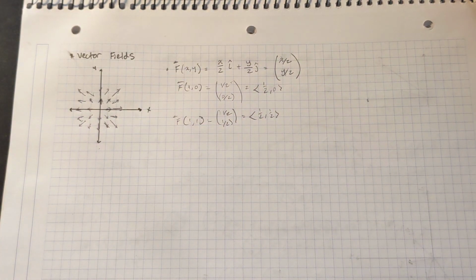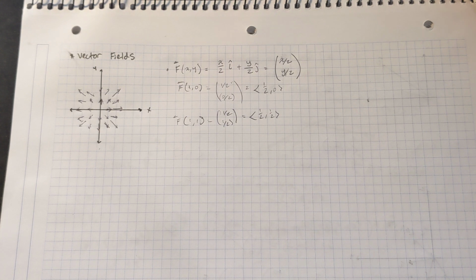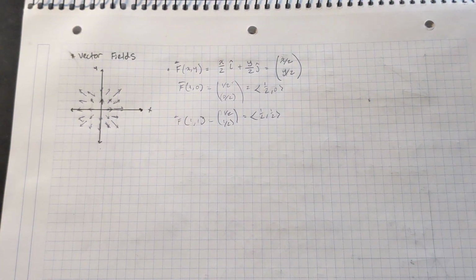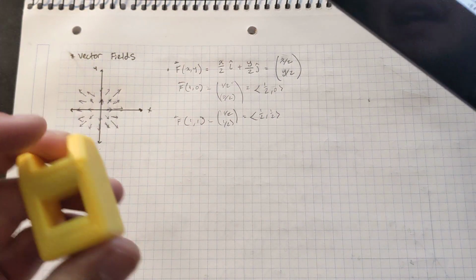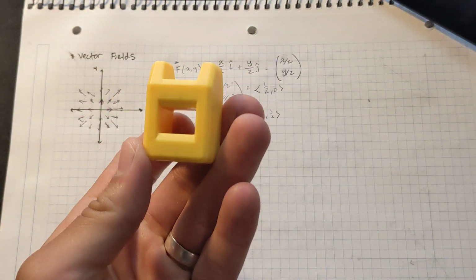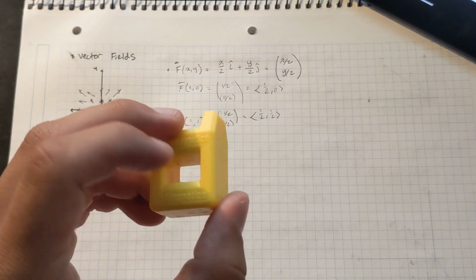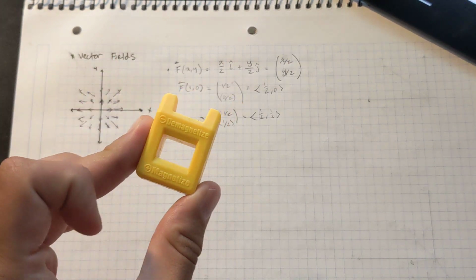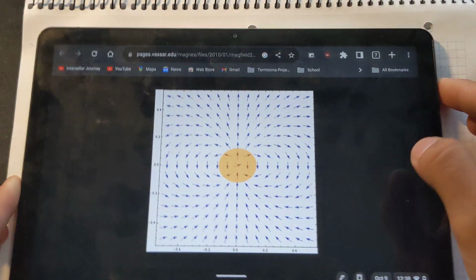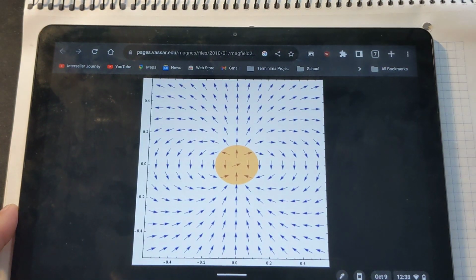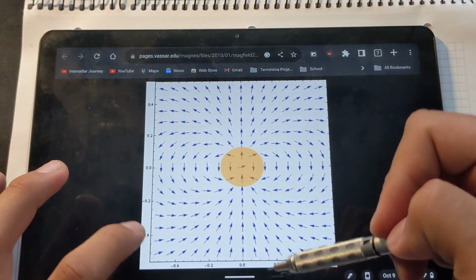I do want to give you a couple real-life examples of what a real vector field looks like. And so I want to show you two vector fields here. One is the vector field of a magnetic dipole, which is basically a single polarity magnet. Something like this guy right here. This is something I use to demagnetize and magnetize tools. But there is a set of magnets in here, and they do create a magnetic dipole field, and it looks something like this.